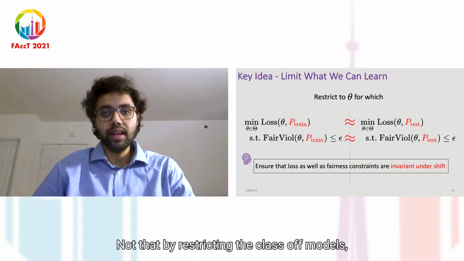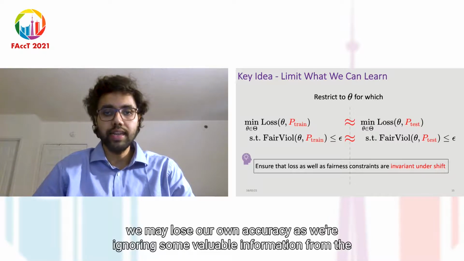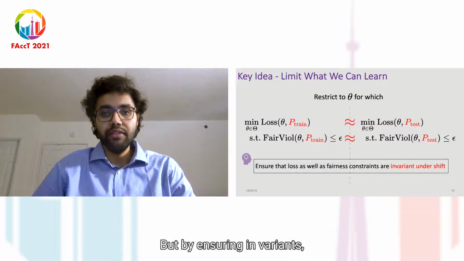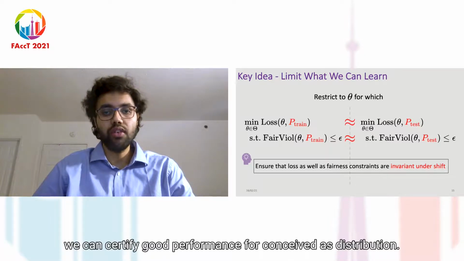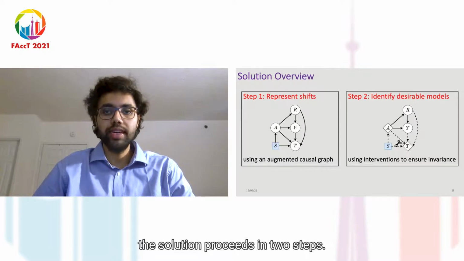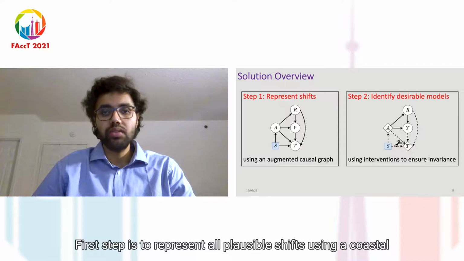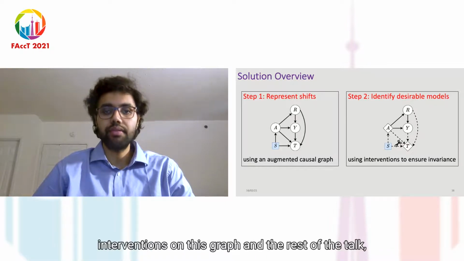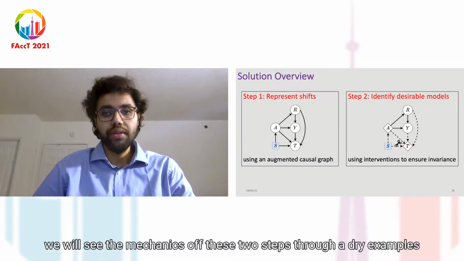Note that by restricting the class of models, we may lose out on accuracy as we are ignoring some valuable information from the trained data. But by ensuring invariance, we can certify good performance for unseen test distribution. Now, how do we ensure such invariances? In brief, the solution proceeds in two steps. First step is to represent all plausible shifts using a causal graph. The second step is to identify the invariant information using the concept of interventions on this graph. In the rest of the talk, we will see the mechanics of these two steps through a toy example.